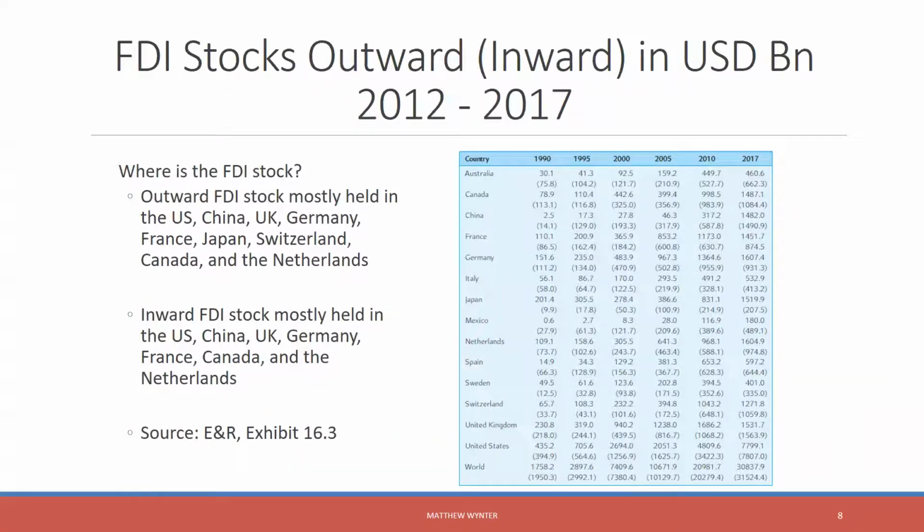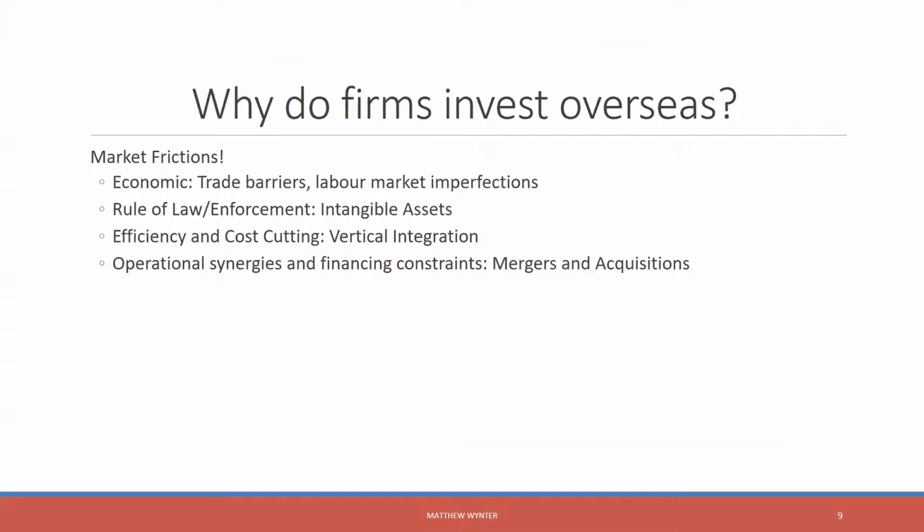So where is it held? If we look at where the FDI stock, the accumulation of this FDI, where a lot of it's held, one of the biggest countries that you'll see on this chart is the US. The US is a massive host of the world's FDI. And it's not just the US, we also have China, the UK, Germany, so lots of different countries around the world are hosts of this foreign direct investment.